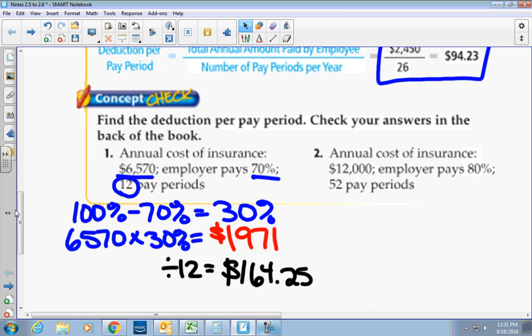Okay, I want you guys to take about 1 minute and try number 2. See if you can get the right answer out, and then we'll go over it together. And then clock starts now.